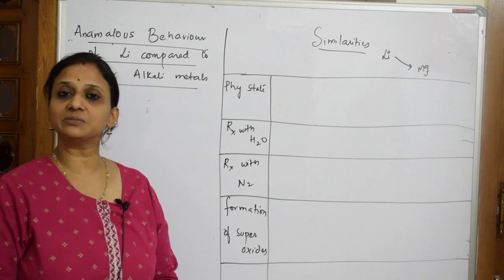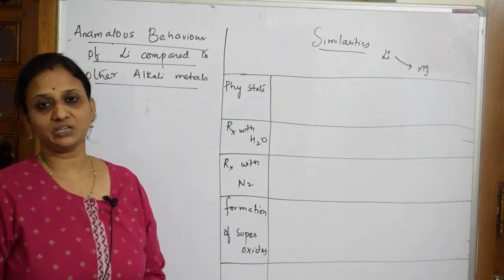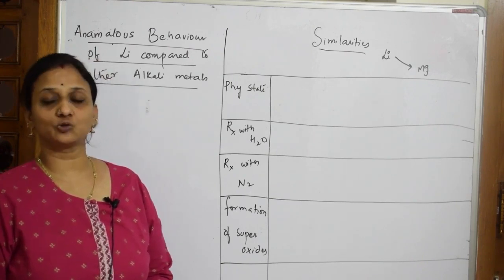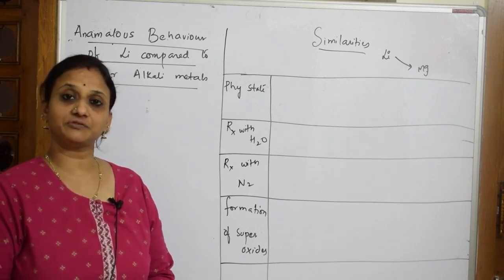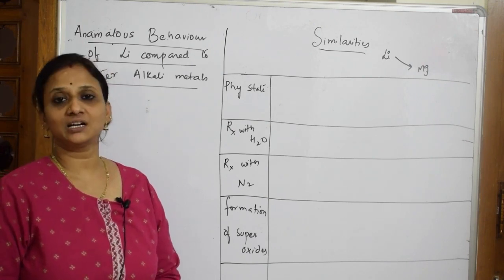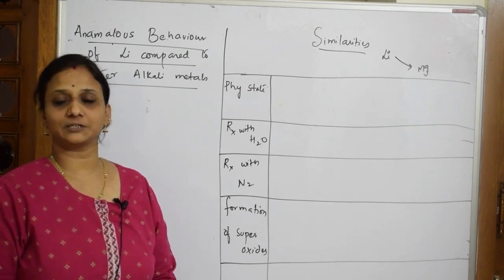Lithium is the first element of your group 1 series. That is lithium, sodium, potassium, rubidium, cesium and francium. I already said for group 1, group 2 or group 13, 14, 15, 16 and 17, the first element of all the groups shows anomalous properties. So let us see some important anomalies of lithium.